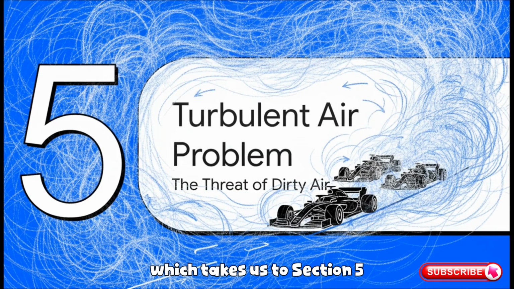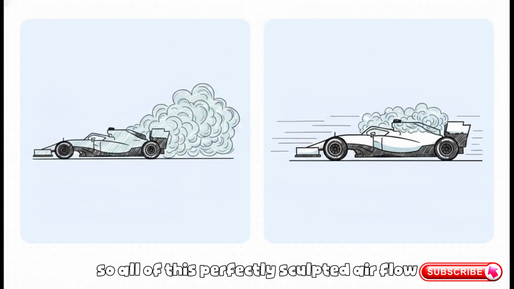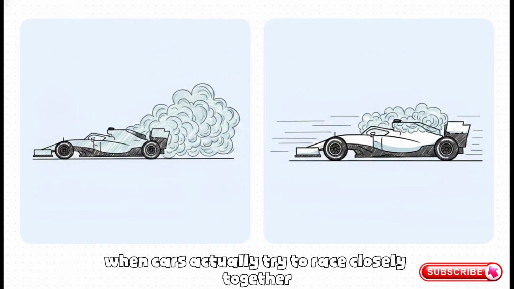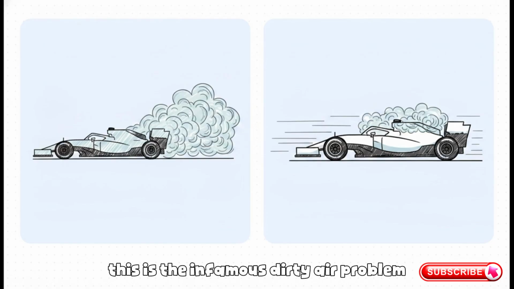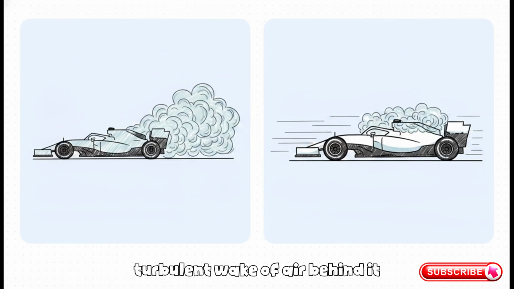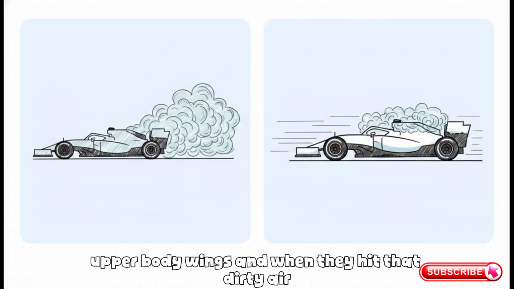Which takes us to Section 5, the turbulent air problem and the threat of dirty air. So, all of this perfectly sculpted airflow introduces a massive environmental challenge when cars actually try to race closely together. This is the infamous dirty air problem. A leading car produces this chaotic, turbulent wake of air behind it.